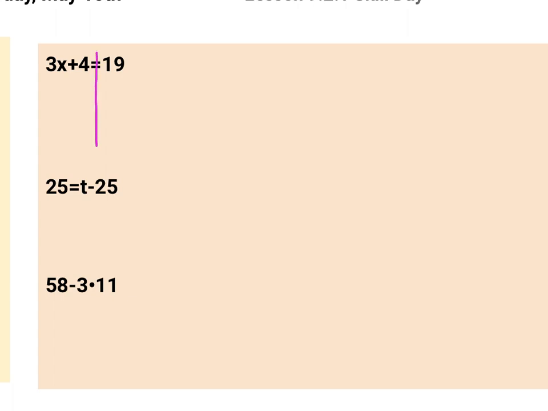I'm going to draw my line down the equal sign. I'm going to get rid of the 4 first by subtracting 4 from both sides. I'm left with 15 on this side and 3 times x on this side. The opposite of multiplying by 3 is dividing by 3 on both sides. And x equals 5.